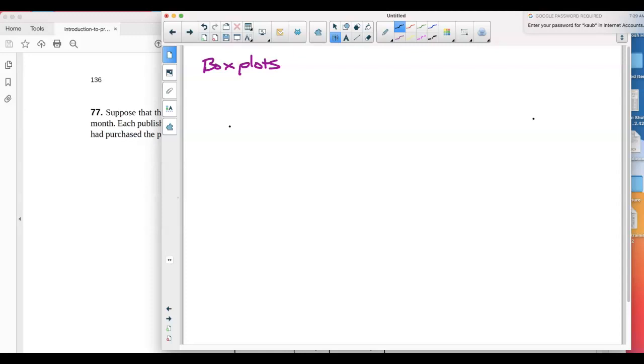Hello, in this video we're going to talk about box plots. Box plots are a way to display position data. Alright, so we're going to display position data so that we can talk about things like spread, how far the spread of the data is.